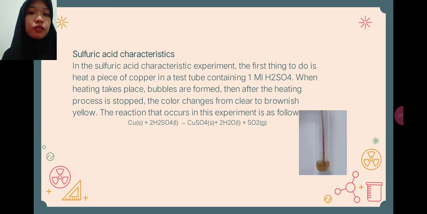Sulfuric acid characteristic. In the sulfuric acid characteristic experiment, the first thing to do is heat a piece of copper in the test tube containing 1 ml sulfuric acid. When heating, gas bubbles are formed. After the heating process is stopped, the color changes from clear to brownish yellow. The reaction that occurred in the experiment is as follows.